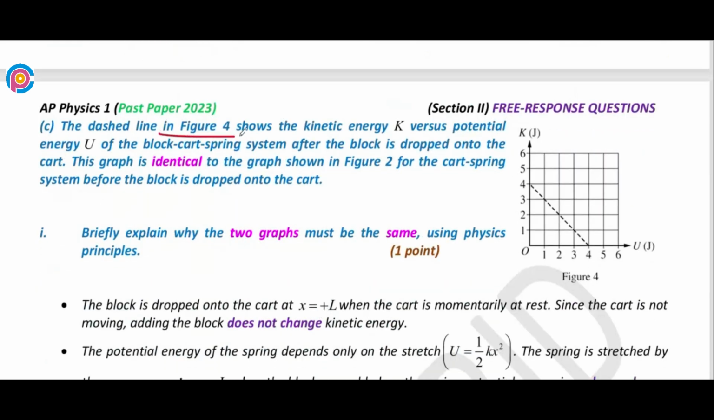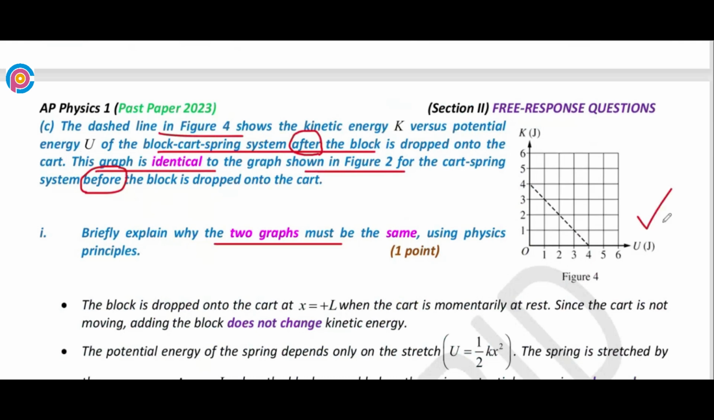The dashed line in Fig 4 shows the kinetic energy versus potential energy of the block and cart system after the block is dropped. When the block is dropped onto the cart, the graph is identical to the graph shown in Fig 2 for the cart-spring system before the block was dropped onto the cart. Explain why the two graphs must be the same using the conservation of energy principle.